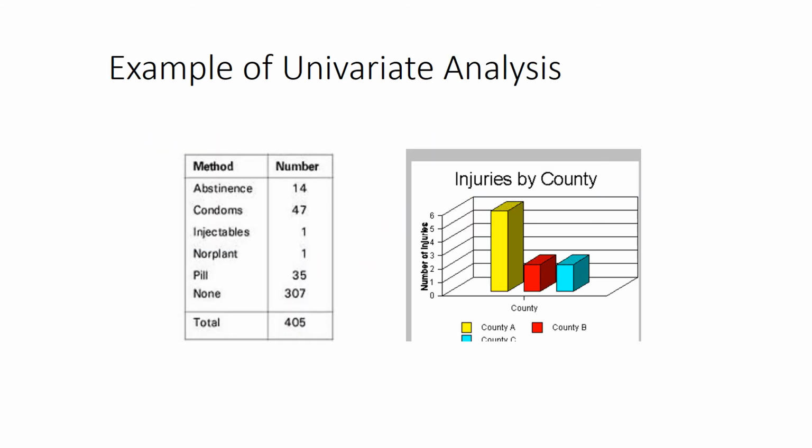So if we look at an example of a univariate analysis, we can see abstinence, condoms, injectables, no plan, pill, and none, with the numbers 14, 47, 1, 35, and 307, which totals 405. And then we can see the inquiries by county on the bar chart to the right. So here you can see it by county: yellow for A, blue for C, and red for B. So we can see this example of a univariate analysis.